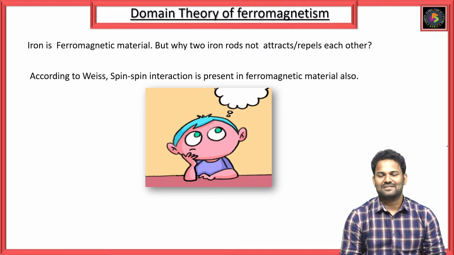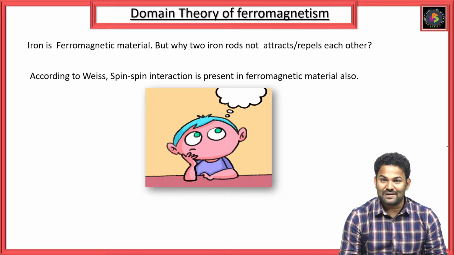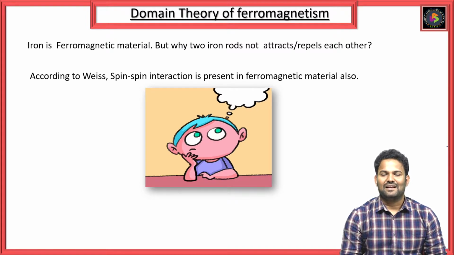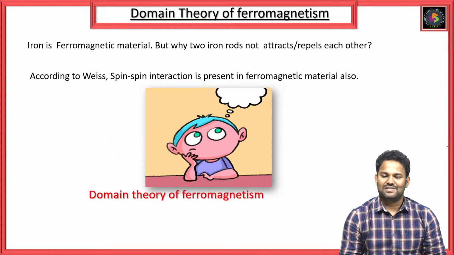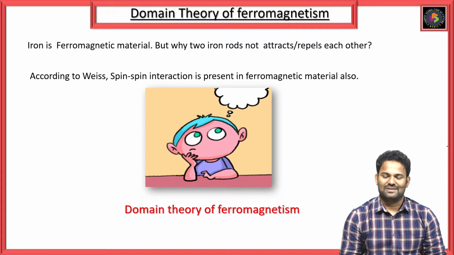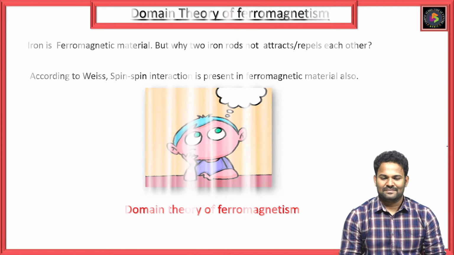The reason is simple. In ferromagnetic materials, the domains are random in nature. Random nature means the magnetization value is completely zero, and the net magnetic moment is completely zero. That's why the two iron rods are not attracted to or repelled by each other. This is an interesting concept we can see in the domain theory of ferromagnetism.